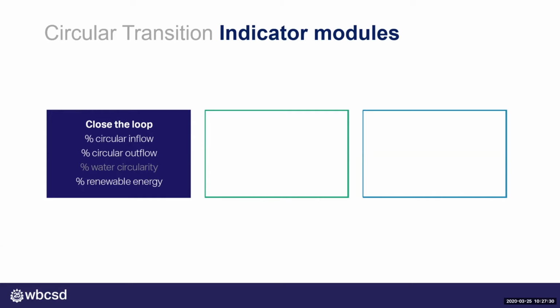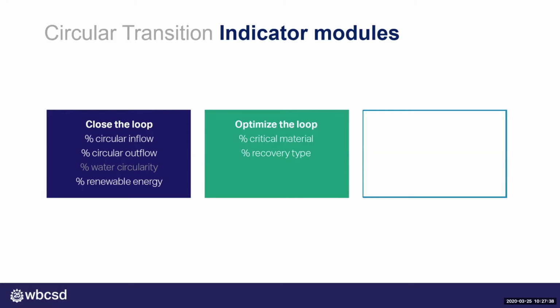Every company will start their CTI assessment by completing this module. For companies that want to gain additional insight, we've developed extra indicators in 2 additional modules. Optimize the loop, focusing on optimizing resource use and providing insights on prioritization of materials. These indicators look at specific critical materials as they were identified by the European Commission and the US government. Additionally, this module provides an insight into which types of recovery were used for recovered materials. So were they repaired, refurbished, recycled, etc.